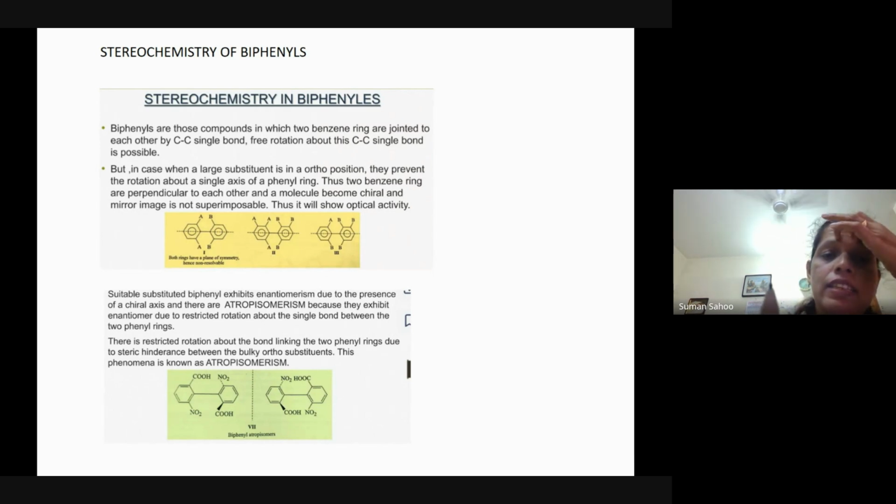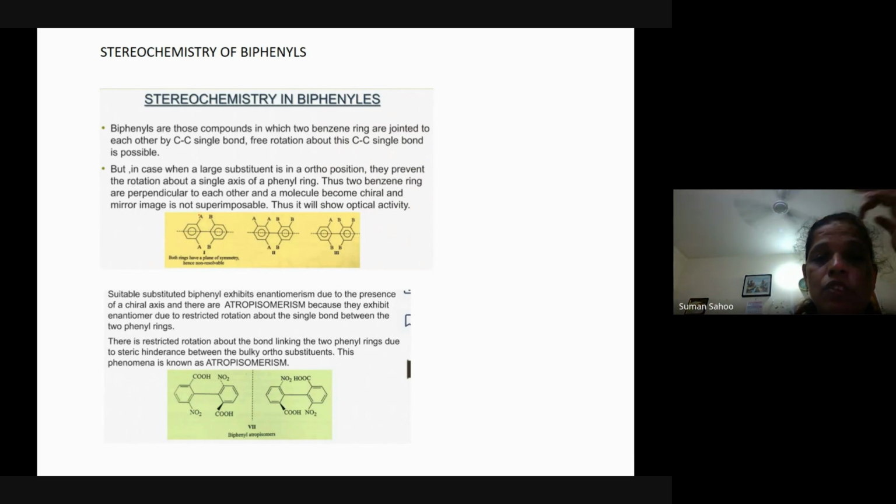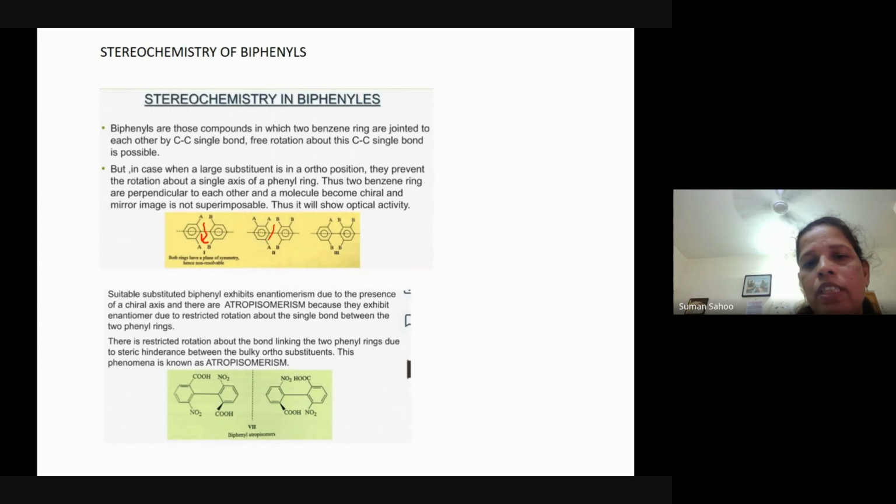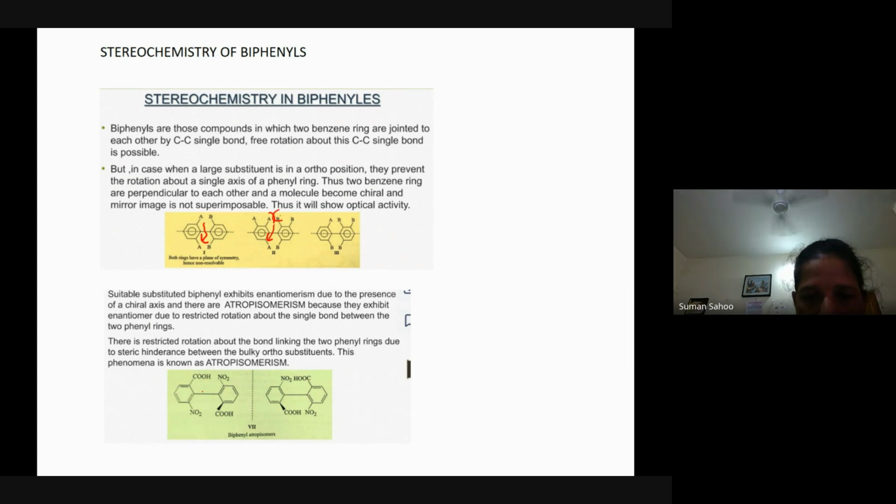So actually, when you do not have any bulkier groups here, you can just rotate it through this carbon-carbon bond. But when you have bulkier groups, there is the possibility of steric hindrance, so they won't be rotated; they would be fixed in a particular position. So in this case, it is difficult to rotate this bond because there would be steric hindrance, so it would have different isomers.